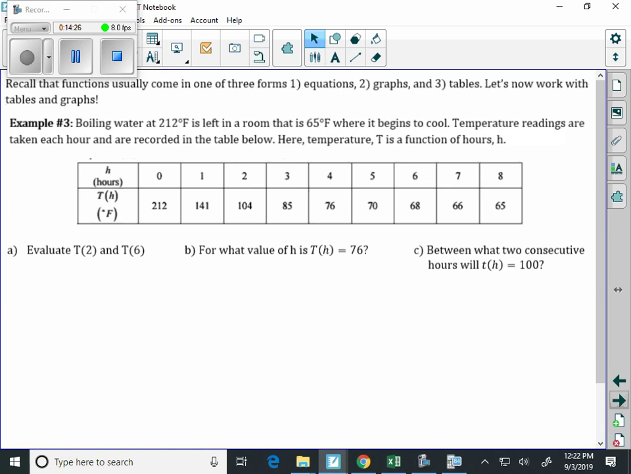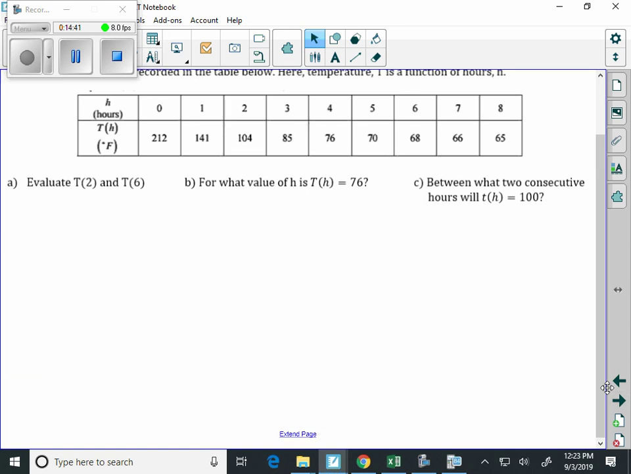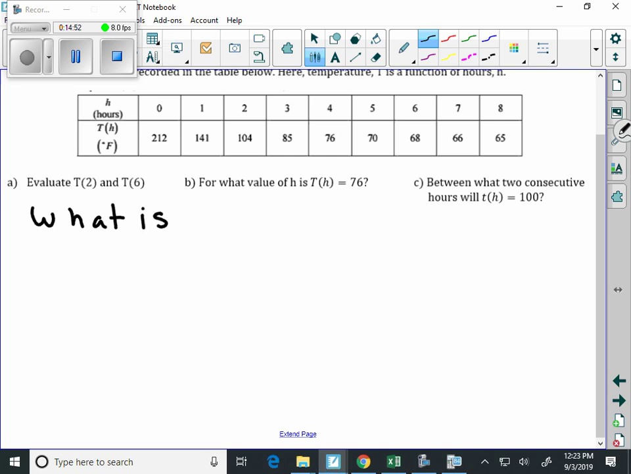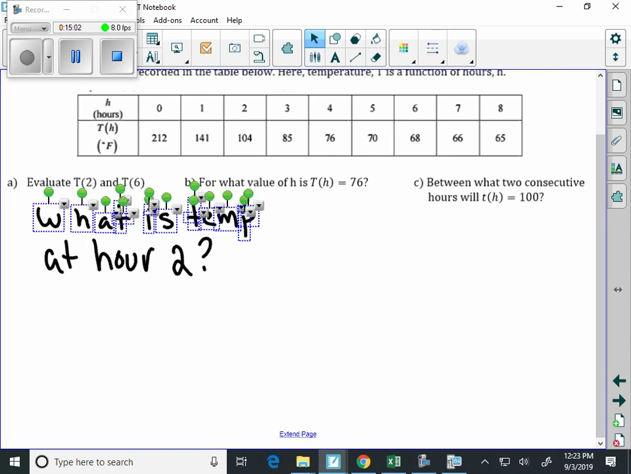So what we have in the top of our chart is hours, and what we have in the bottom of our chart is the temperature. Our first problem here says evaluate T of 2. So what that's asking is, and you may or may not decide that you want to write this down, the question is, what is the temperature at hour 2? So we've got some abbreviation in there, and I can't make that look better, but what is the temperature at hour 2?